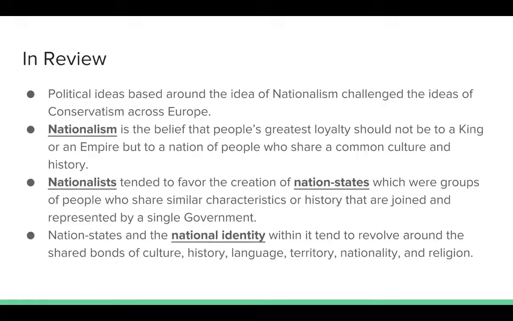So that is all for me. Next, you guys will be rolling into investigating what was the result of nationalism across Europe, how did that impact the continent, and what changed, what didn't change. And then we'll be getting right into our major project for this unit.